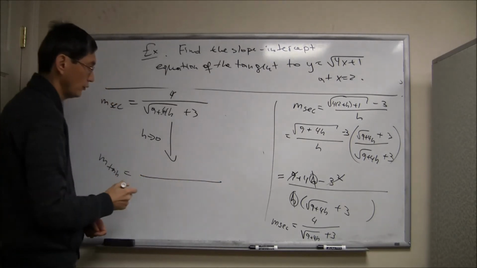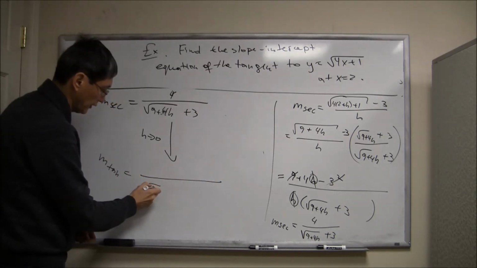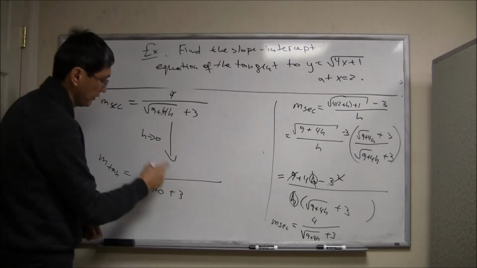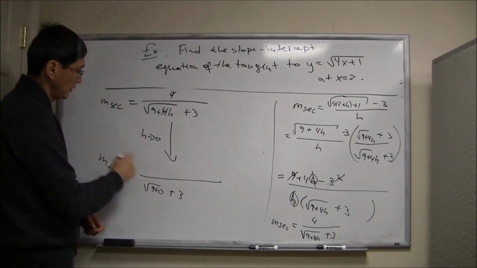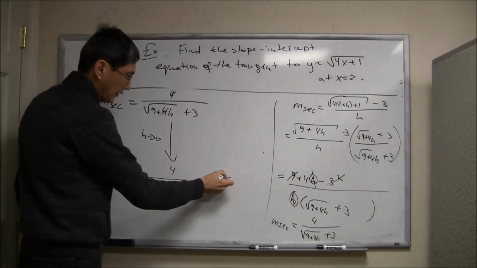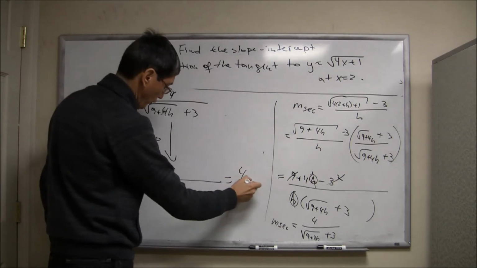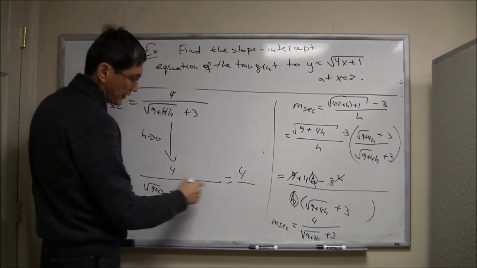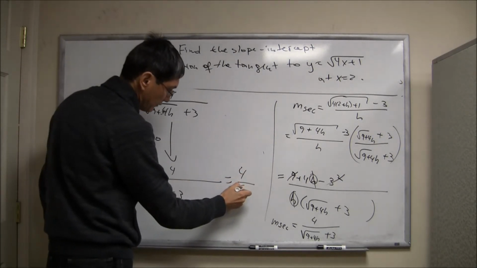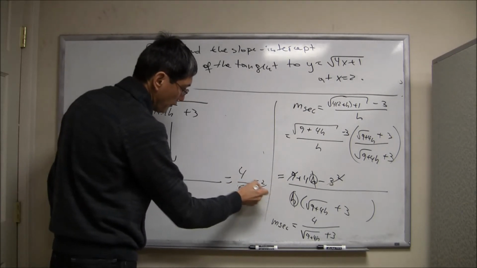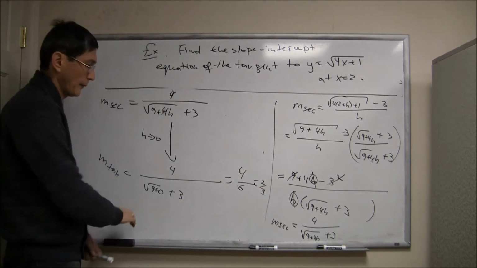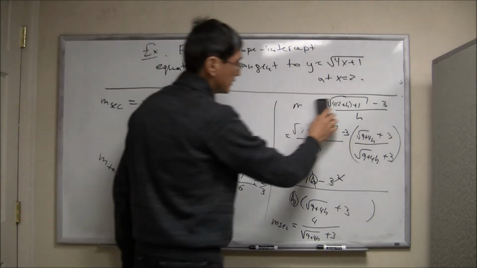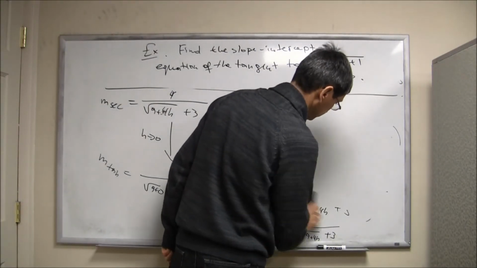The slope of tangent will become 4 over square root of 9 plus 0 plus 3, because h becomes 0. Square root of 9 is 3, 3 plus 3 is 6, 4 over 6, so 2/3. So we got the slope of tangent is 2/3.